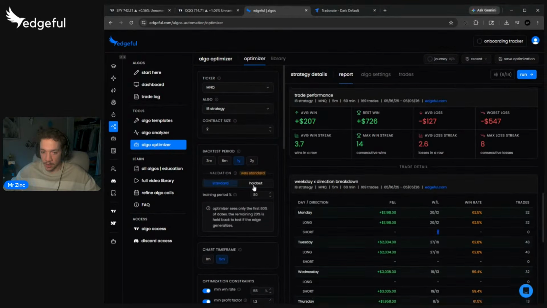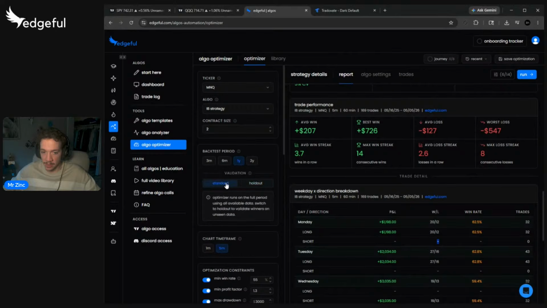So we can look at holdout periods, we can look at IB by standard breakout, we can go to the IB strategy. We can go to IB strategy with a break-even stop. We can go to contract sizes, which is what I have on here. This is only 2 micros, by the way.